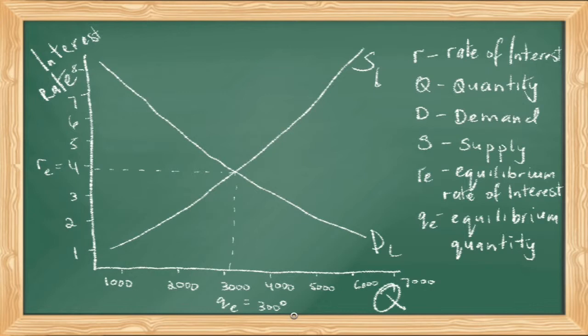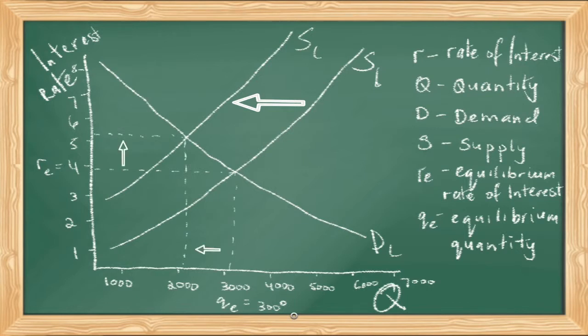As a result of that, you would see a reduction in the supply of loanable funds represented by a leftward shift in the supply curve. And this leftward shift will result in the rate of interest increasing. However, with the equilibrium quantity of loanable funds reducing.